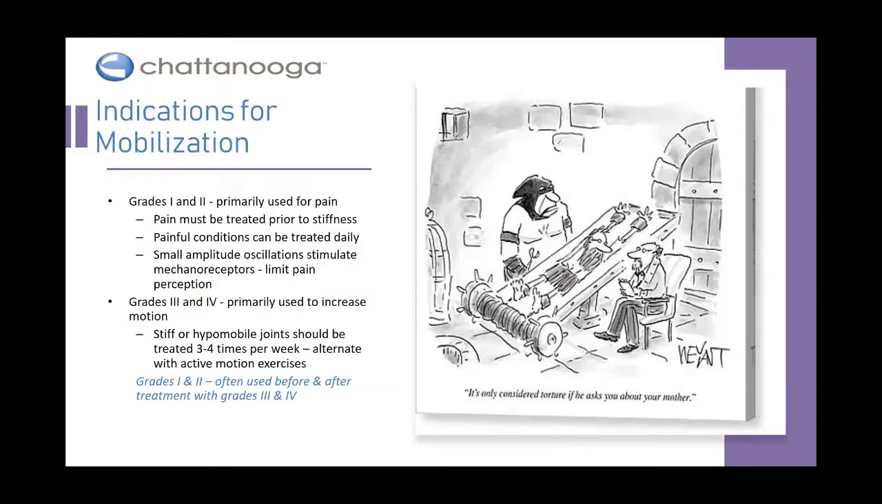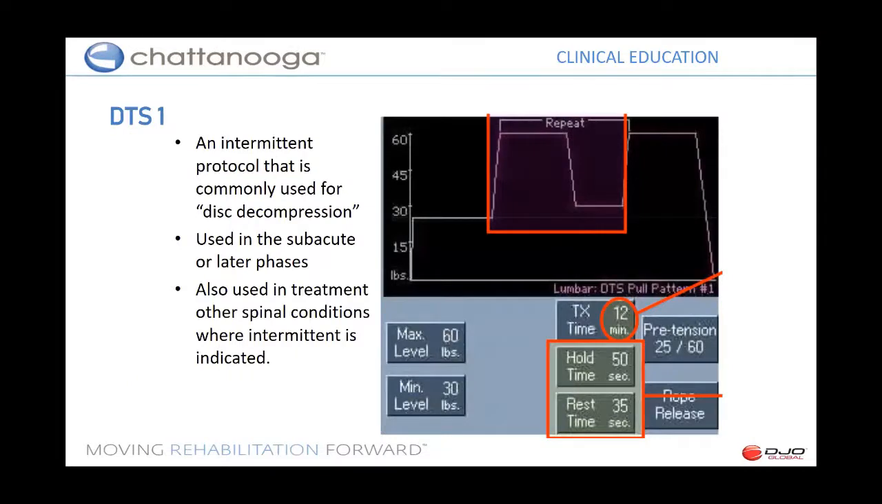So why do we want to maybe combine some of these things? Part of it is the sequence effect, and the other part, again, is that mobilization is different than manipulation. So mobilization grades 1, 2, 3, and 4. On your systems, you can actually mimic grades 1, 2, and 3 for the most part, and potentially a grade 4, right? So think about that opportunity. Okay, so DTS Pull Pattern 1.